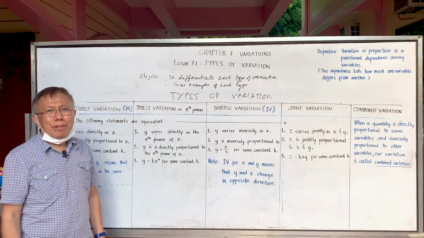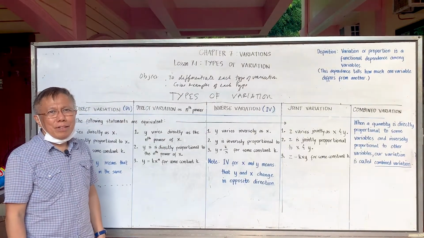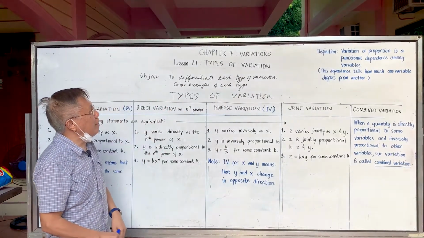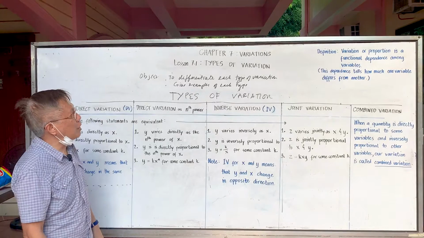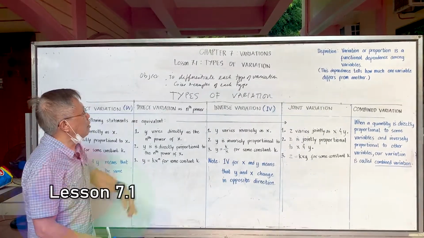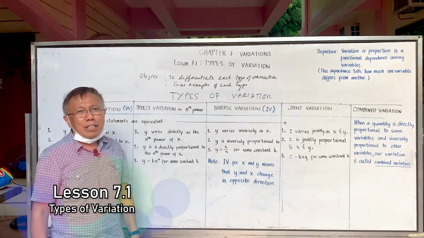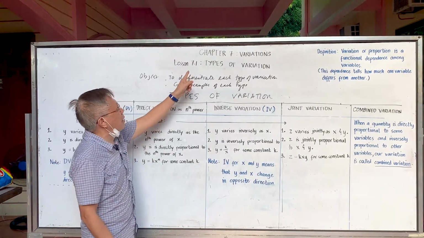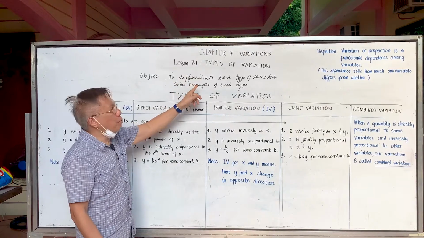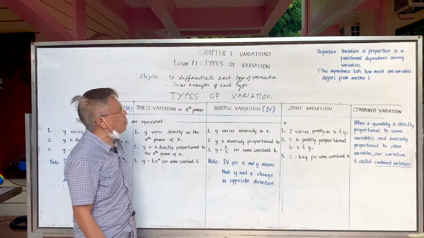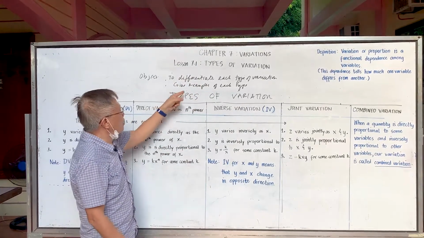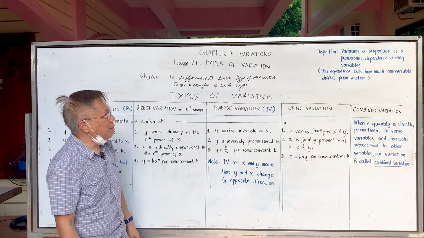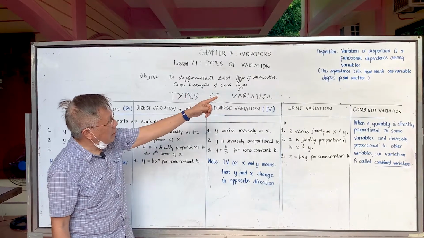Welcome back to our series of lectures on Math 9. We are now in Chapter 7, and Chapter 7 covers variations. Lesson 7.1 will deal with the types of variation. Our objective for this lesson would be to differentiate each type of variation and also to give examples of each type of variation. Okay, so let's have the first definition here.